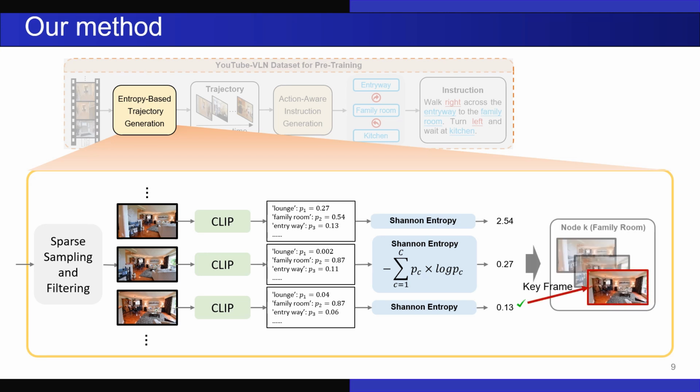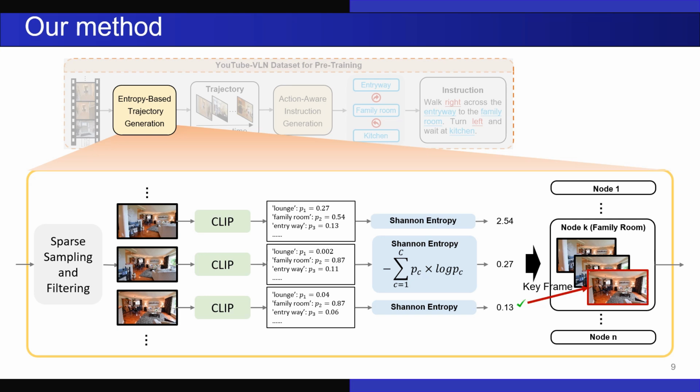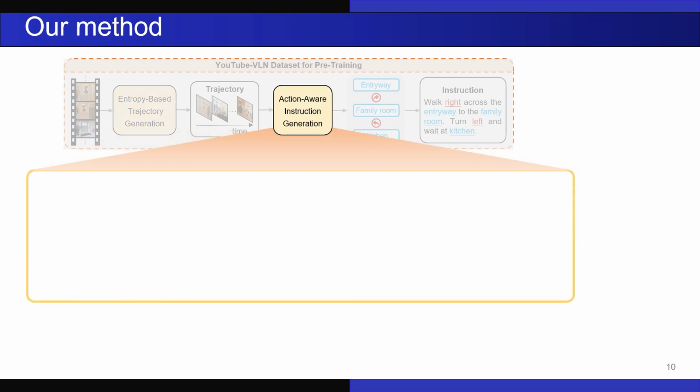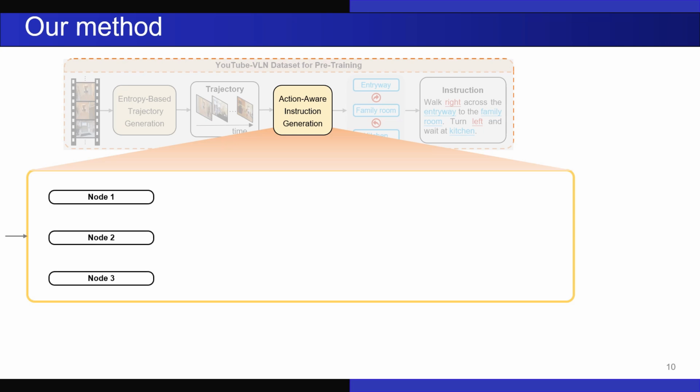We merge the adjacent consecutive images of the key frame in the group. The feature of the merged frame is used to represent the visual content of a node. In this way, we obtain multiple nodes from a video. Next, we randomly and continuously sample several nodes to form a trajectory and use our proposed action-aware instruction generation method to generate its matching instruction.